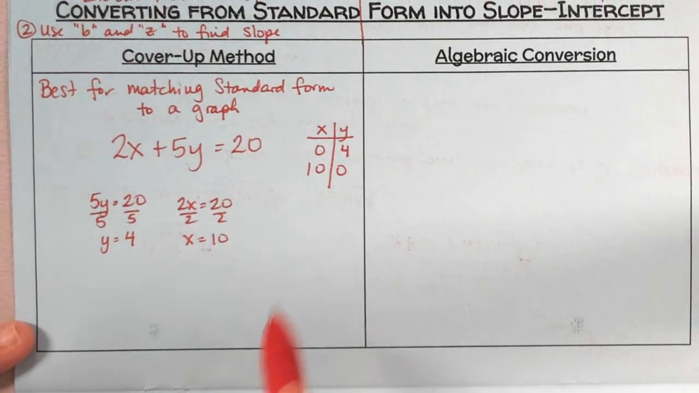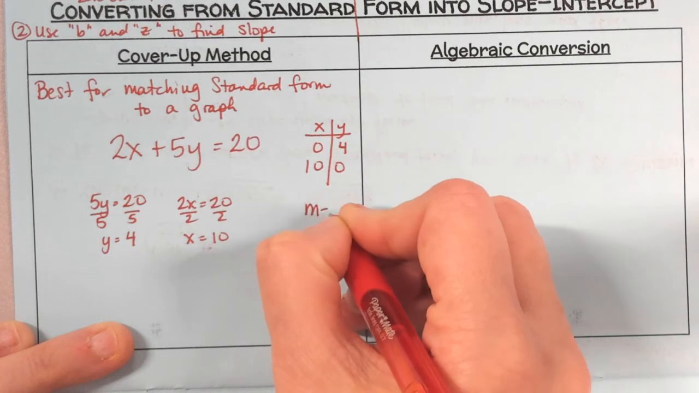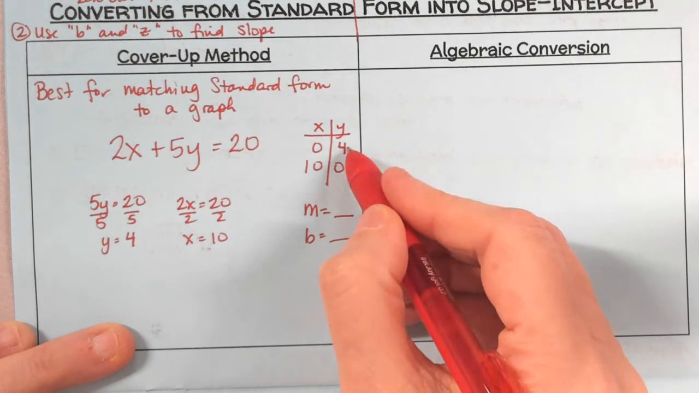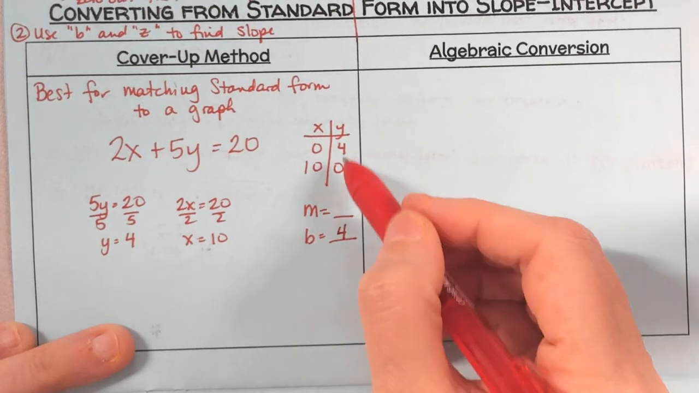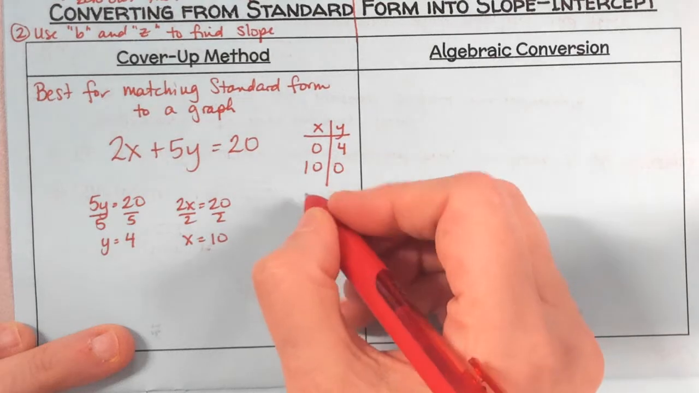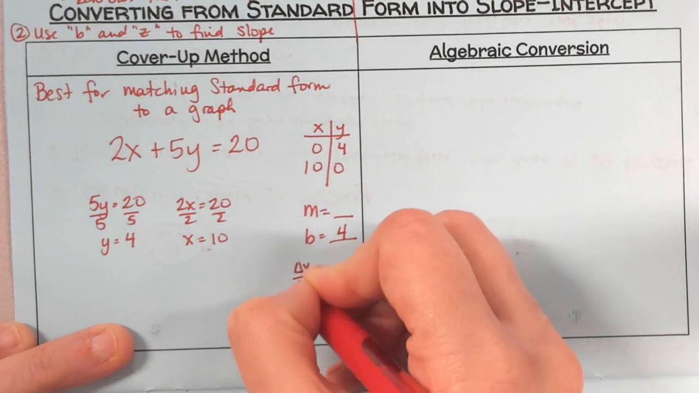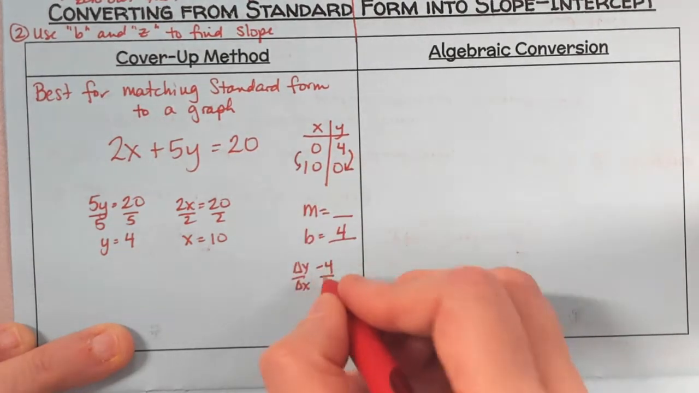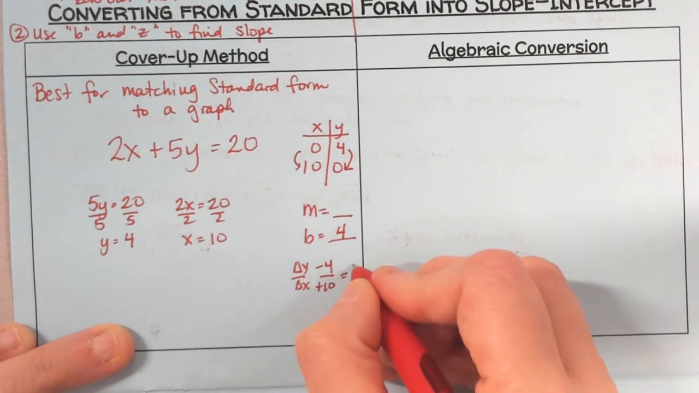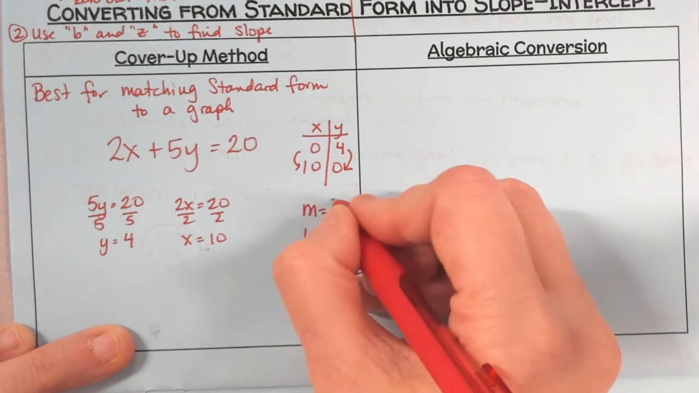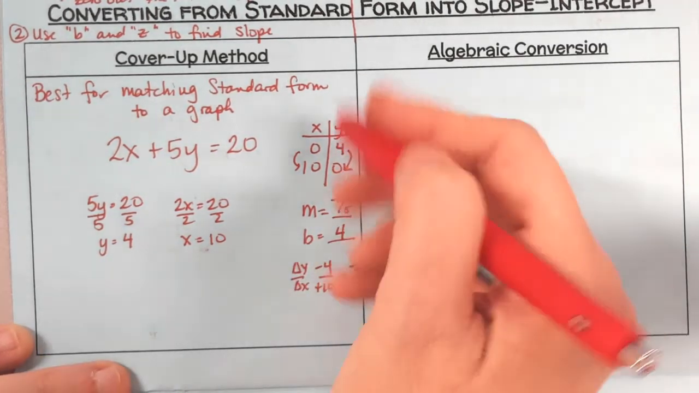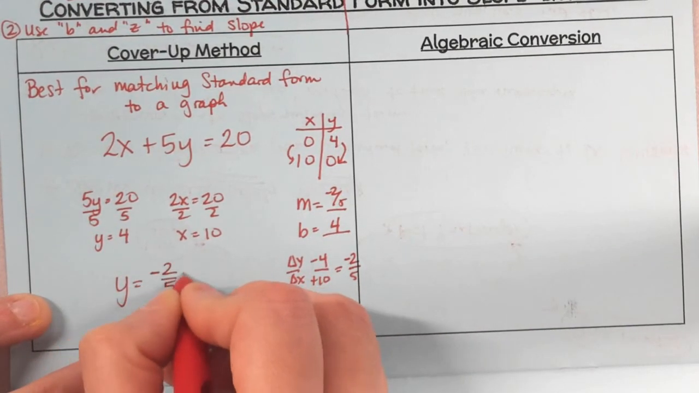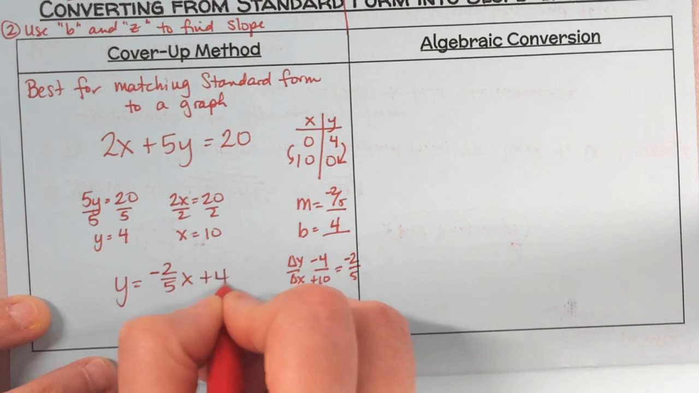Okay, the second step, so right now I know that to write a slope-intercept form equation, I need to know what m and b are. Well, I already know what b is. It's 4. And hey, look, I have 2 points, right? 4 minus 4 is 0. 0 plus 10 is 10. That simplifies to negative 2/5. There's my slope. I use those 2 points to find the slope. Now I have y equals negative 2/5 x plus 4.